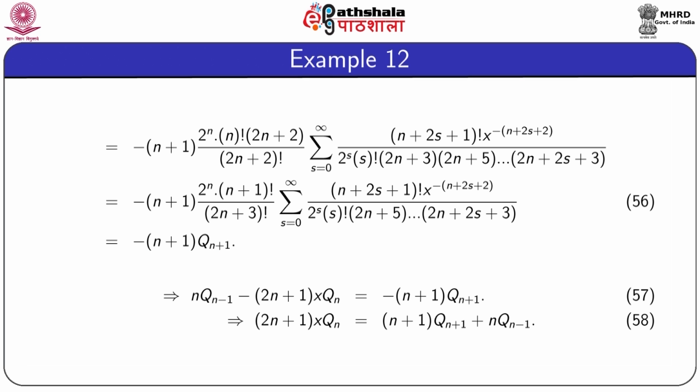If we rearrange the terms, we will get equation 58, which is (2n plus 1) into x q n is equal to (n plus 1) q n plus 1 plus n q n minus 1, which is our desired result.